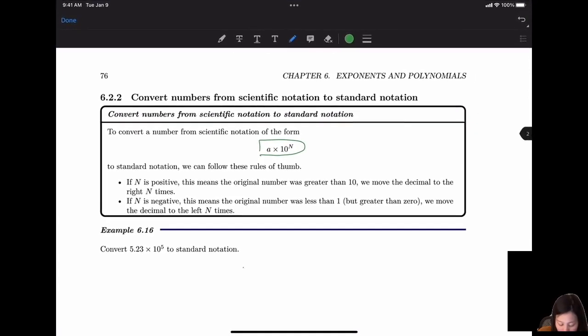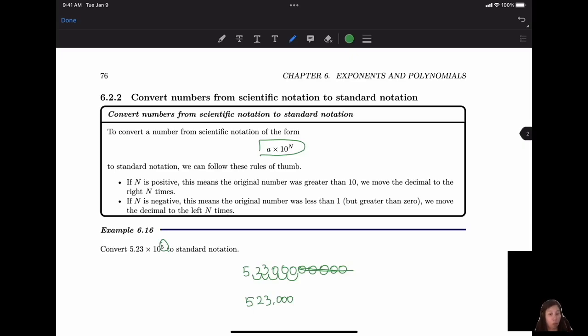So here we have 5.23 times 10 to the 5th. Usually what I do is, since n is a positive number, that means this is going to be a number greater than 10. That means it's going to have a lot of zeros. Usually I will put all the zeros as much as I need before I move it. Okay, so now I move the decimal. Since this is a positive number, I need to move it to the right 5 times: 1, 2, 3, 4, 5. So that means I don't need this 0 anymore. So I have 523,000.